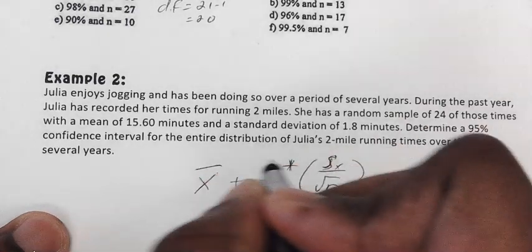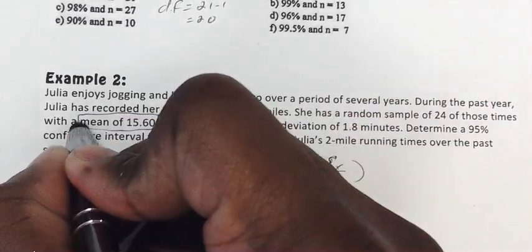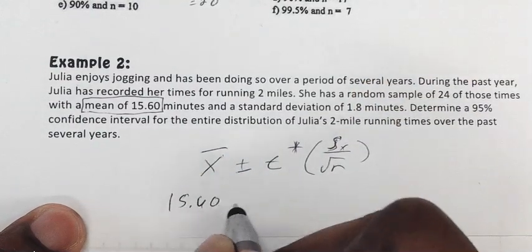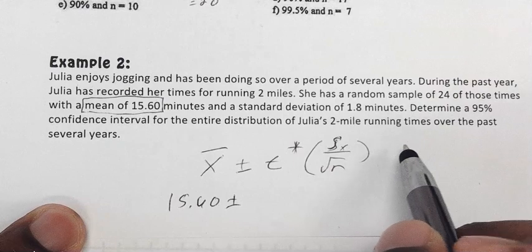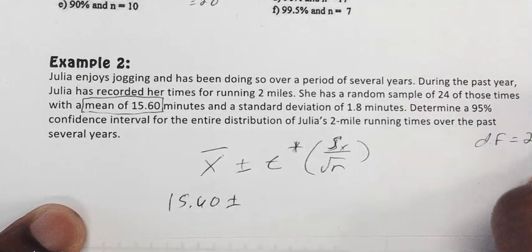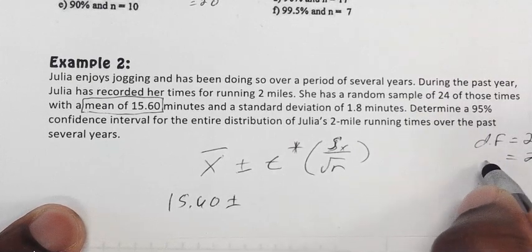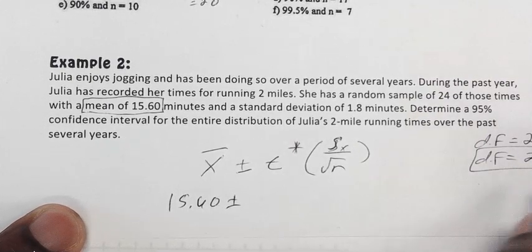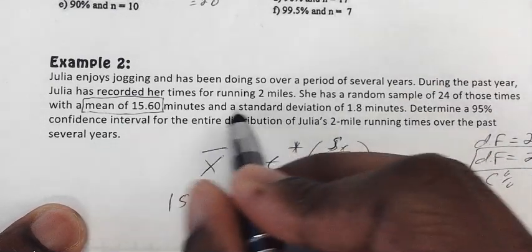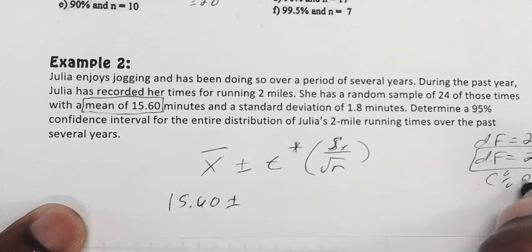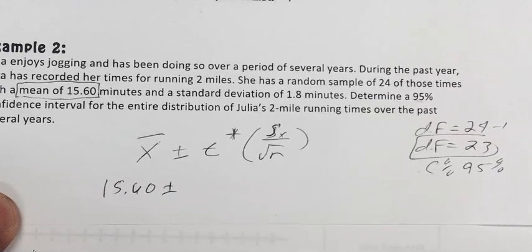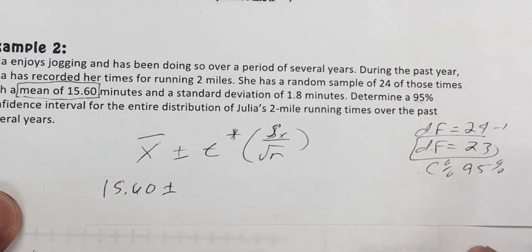Her mean running time in her 24 samples was 15.6 minutes. So I'm looking at 15.60 plus or minus the T star value. Our degree of freedom is 24 minus 1, so our degree of freedom is 23. And our confidence level is 95%. So our degree of freedom is that, and our confidence level is 95%.